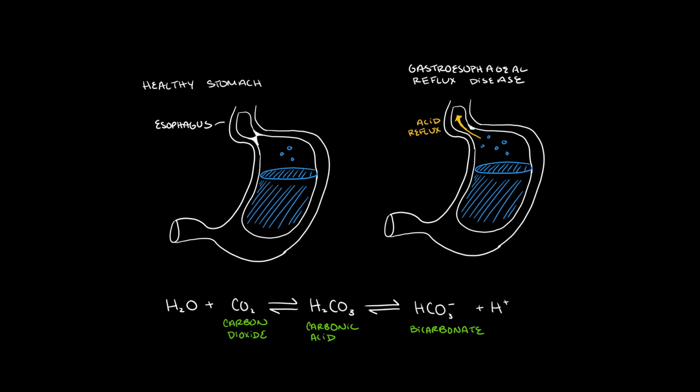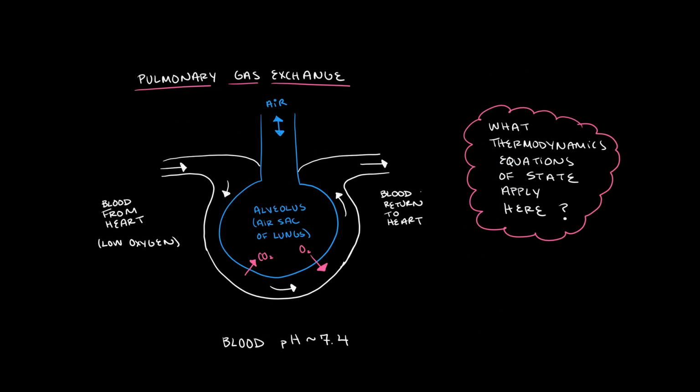Carbon dioxide, or CO2, can react with water to form carbonic acid, which can dissociate into bicarbonate and a free hydrogen ion. The excess hydrogen ions decrease the pH. The resulting acidic environment may irritate the lining of your stomach or even move all the way back up through the esophagus and cause what most people call heartburn.